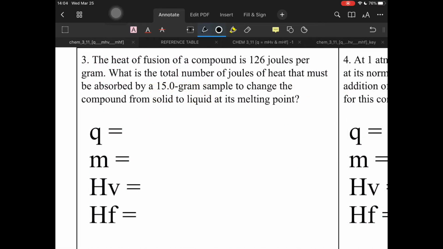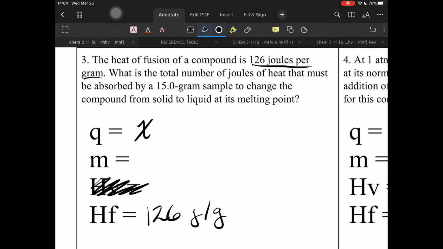Number 3. So the heat of fusion of a compound. Okay, great. So it's just straight up telling us in this one. Heat of fusion in a compound is 126 joules per gram. What is the total number of joules of heat, right? So good, that's our X.